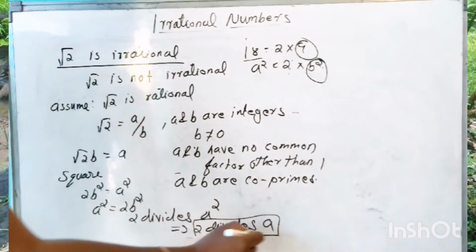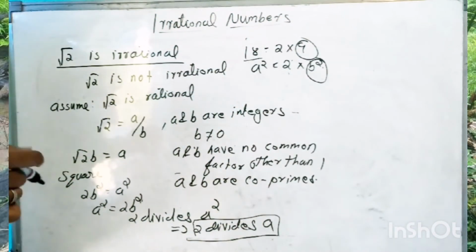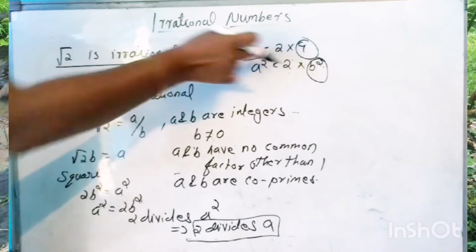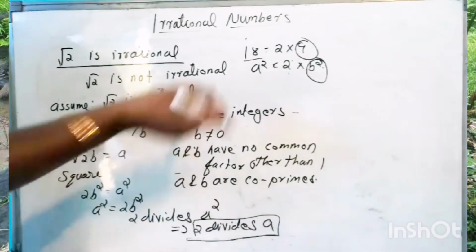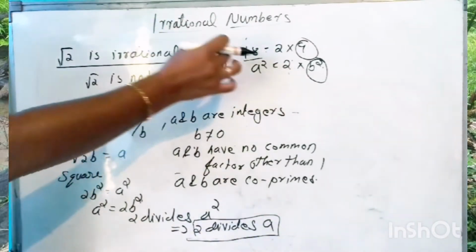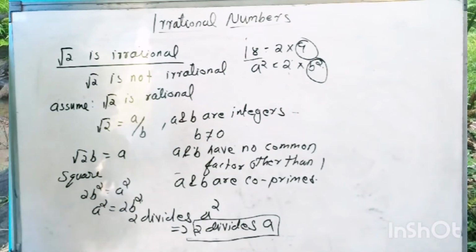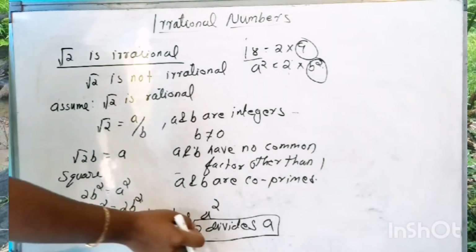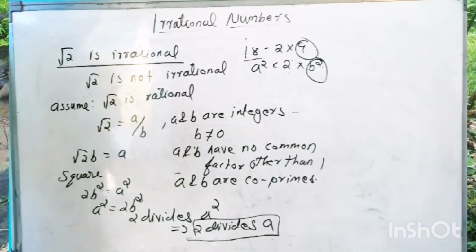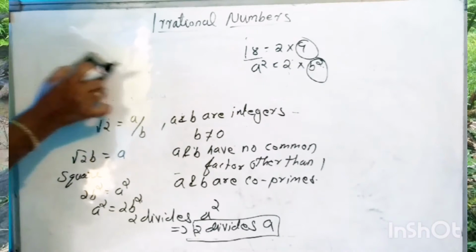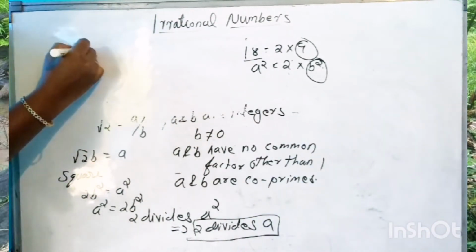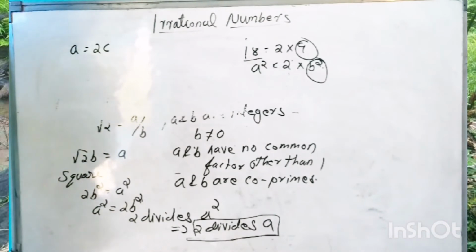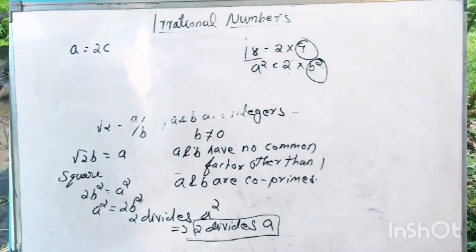Now, 18 is equal to 2 into 9. From this we can say that 2 divides 18. If 2 divides 18, then we can express this 18 as 2 into some number. Here we got 2 divides A. That means we can express A as 2 into some number, where C is some integer.